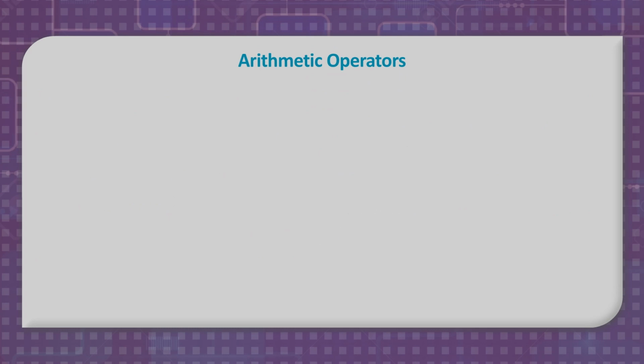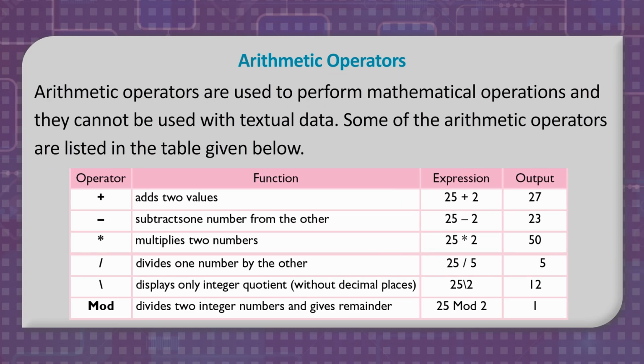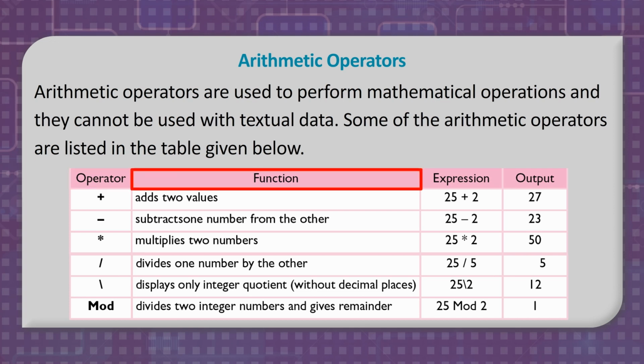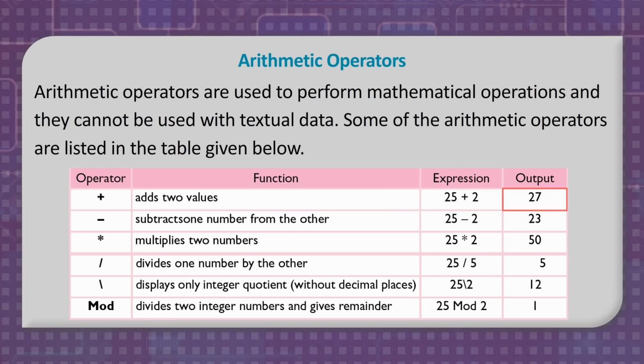Arithmetic operators. Arithmetic operators are used to perform mathematical operations and they cannot be used with textual data. Some of the arithmetic operators are listed in the table given below. Operator, function, expression, output. Adds two values: 25 plus 2 gives 27.